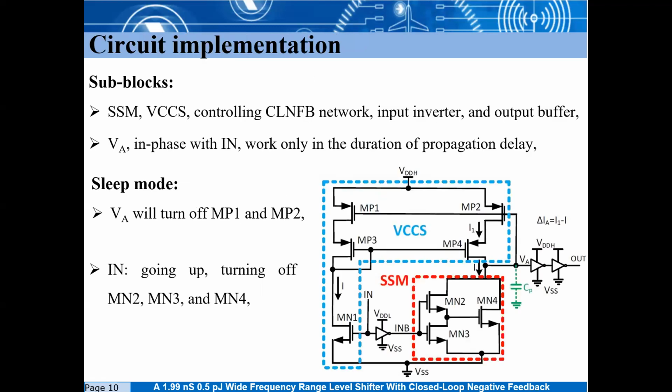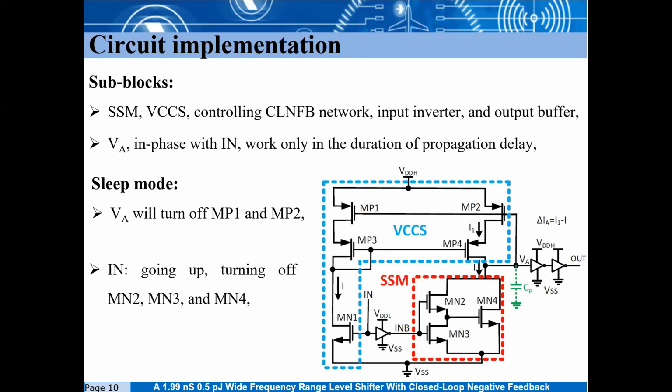The transistor level of the proposed level shifter circuit is presented here. It is composed of some sub-blocks, including SSM, VCCS, a controlling closed-loop negative feedback network, an input inverter, and an output buffer.